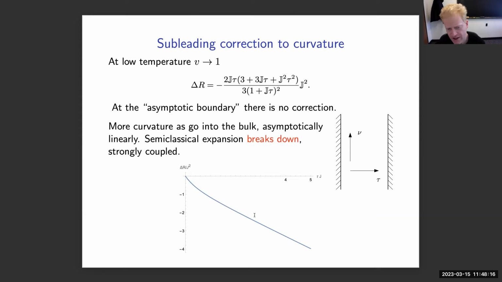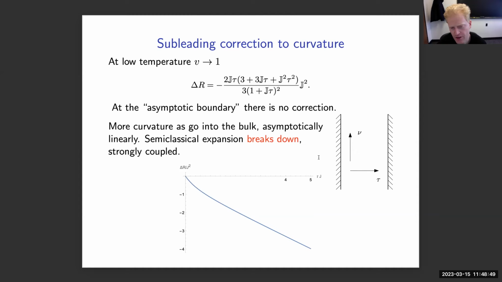But what it tells us is that when we go for larger and larger tau, deeper into the bulk, this correction becomes very large. And so this semi-classical expansion in lambda breaks down. This approximation is already breaking down, and we can think about it as the theory becoming strongly coupled here, deep in the bulk. So we cannot trust this at low temperature, deep in the bulk.